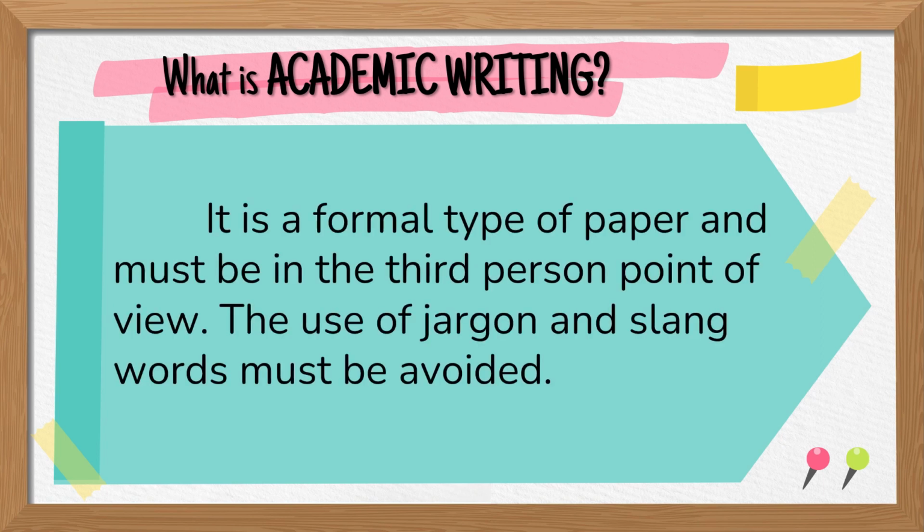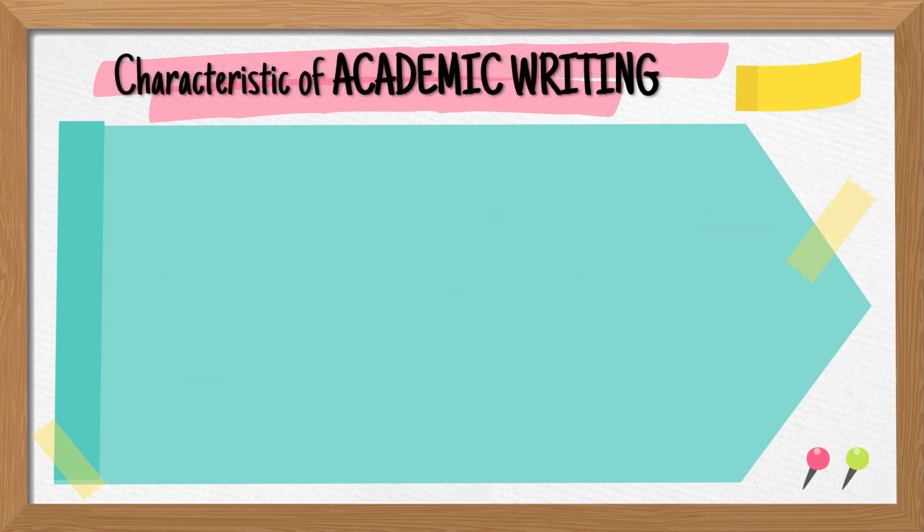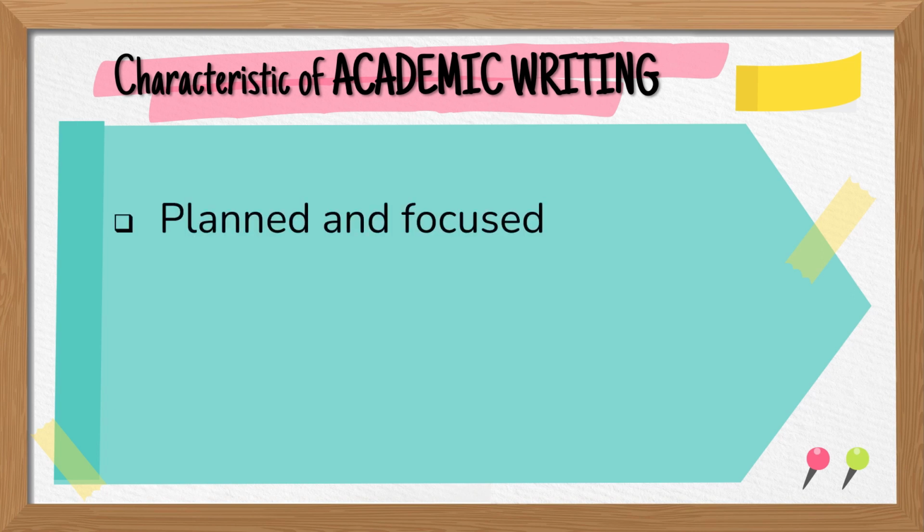It is a formal type of paper and must be in the third-person point of view. The use of jargon and slang words must be avoided. The following are the different characteristics of academic writing. First, it must be planned and focused. It should answer the question and demonstrate an understanding of the subject. Its purpose is to aid the reader's understanding.